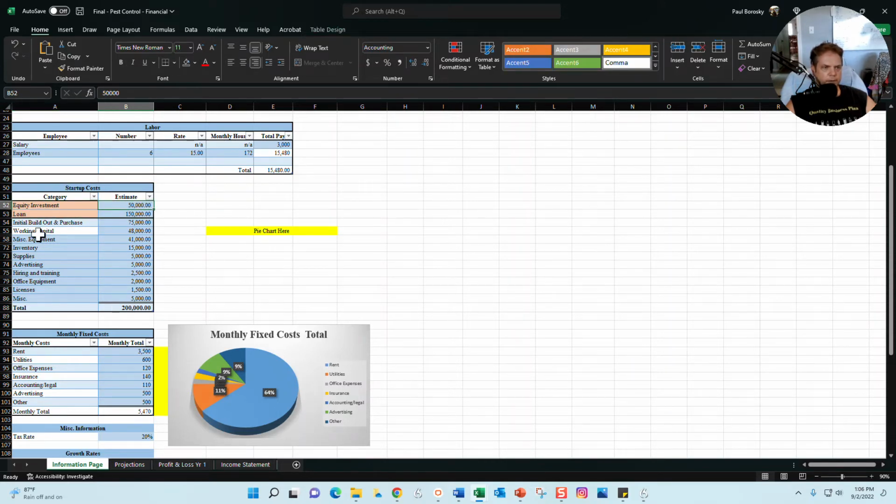For this hypothetical, I'm saying that for equity investment coming out of pocket, we're going to throw in $50,000, and then a loan amount, we're going to borrow $150,000. If you're not going to have a loan, put 0. If you're going to have $200,000, put $200,000. Whatever your loan is going to be, whatever your equity investment is going to be.